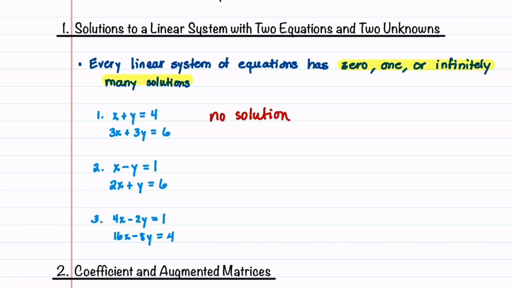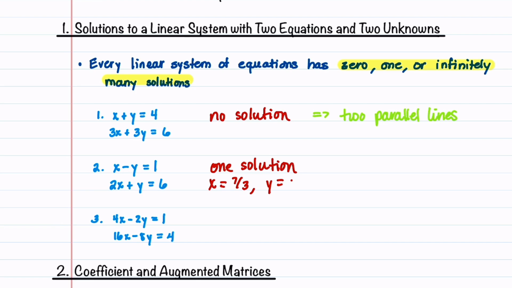This means that the 2 equations are 2 parallel lines. Our second linear system is an example where we have 1 solution. And that solution is x is equal to 7/3 and y is equal to 4/3. When we have 1 solution, that means that we have 2 intersecting lines.